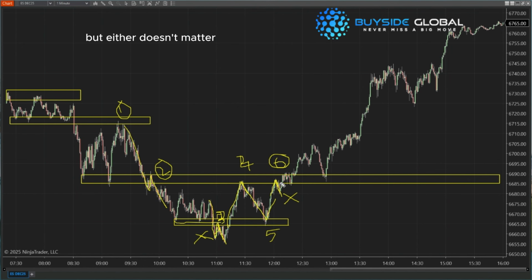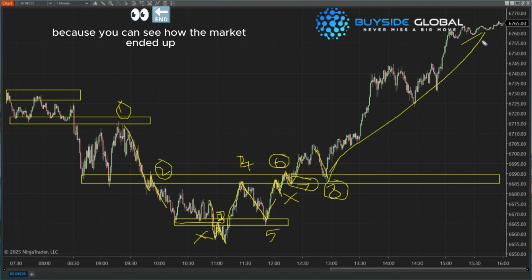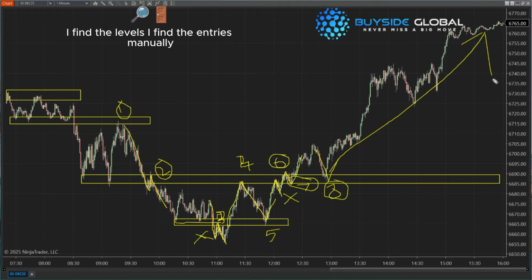But either way, it doesn't matter. The breakout here, whether you took this trade or this trade, 7, 8, both should have been excellent trades, because you can see how the market ended up. This is how I draw my own supply and demand levels without any indicator. This is how I draw. I find the levels, I find the entries manually. This is how I have been trading for so many years.